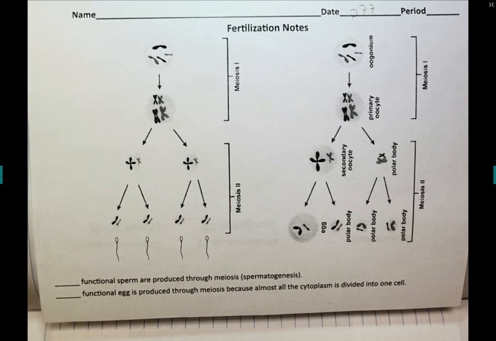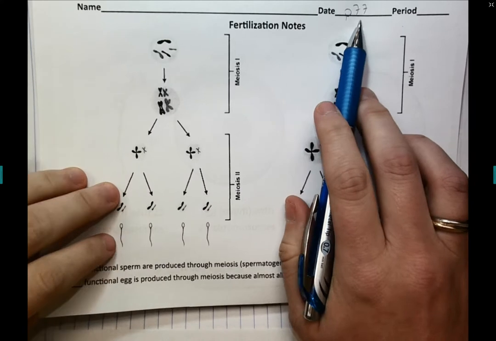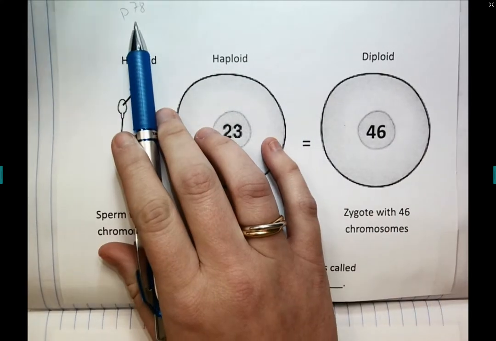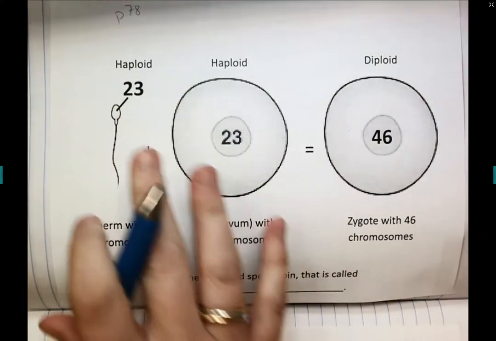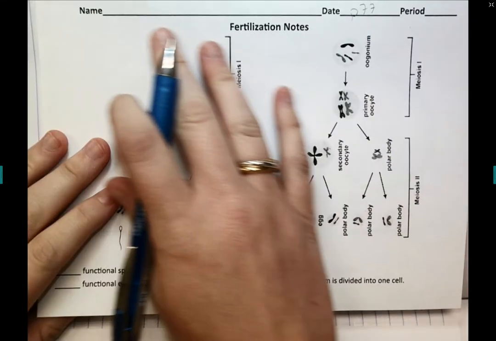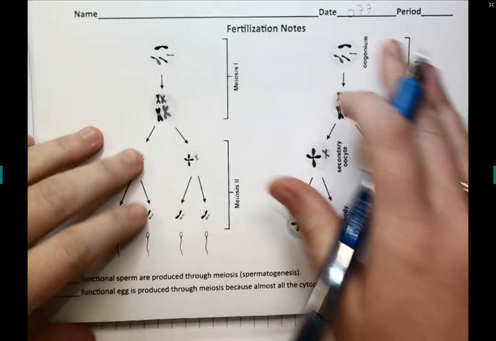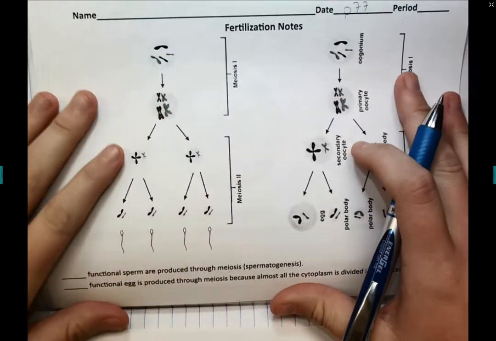Hey there. So we're going to talk about our fertilization notes, packet page 77 and 78. I have gone ahead and glued packet page 78 straight down, and then I taped packet page 77 on top like a little hinge so that I can still see both sets of notes.